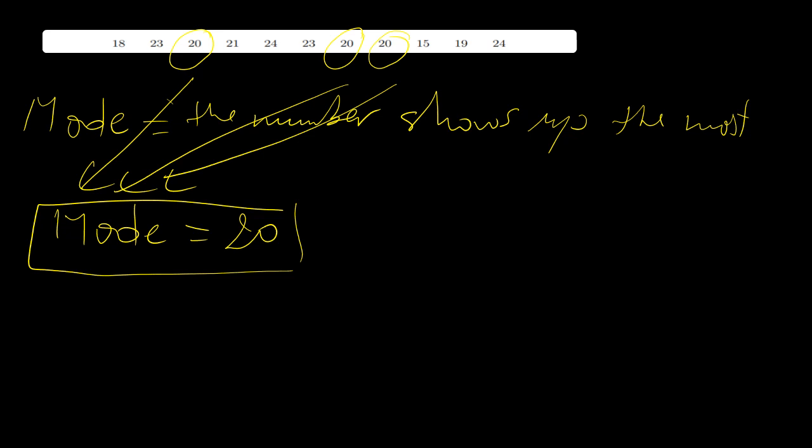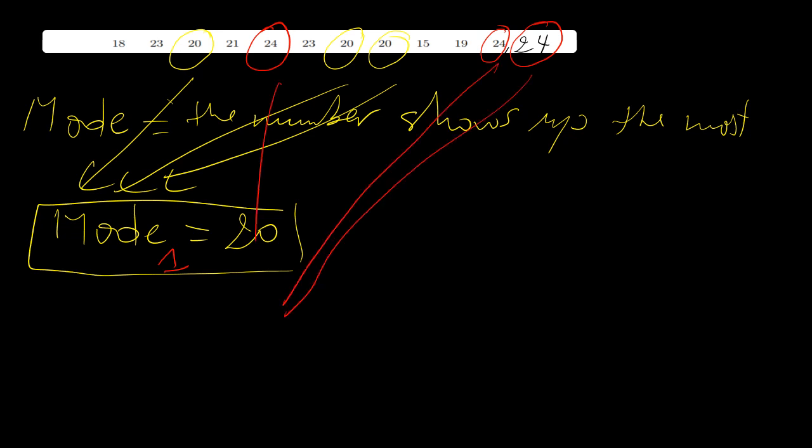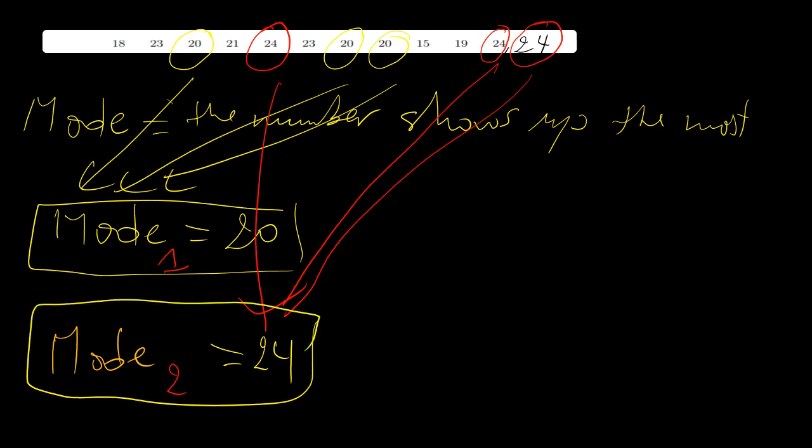Suppose, for instance, we add here in our data set the number 24. In this case, we will have two modes. The first one, mode 1, is equal to 20, and mode 2 is equal to 24 because it shows up 3 times as well. So here mode 2 is equal to 24, and in this case we have two modes.